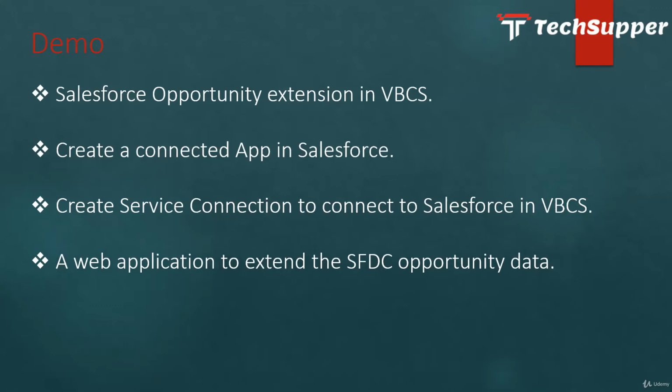SFDC opportunity data means we wanted to create a web page where I will show you all the opportunities in SFDC, and it will be fetched in real time. We will create another page which will show the selected opportunity details, and then you will have the same page to update the opportunity data as well. So here we are going to extend the Salesforce application with the help of VBCS, and everything will happen in real time. The data will come from Salesforce in real time. As soon as the user logs in, it will interact with Salesforce, get the data, and update the data in Salesforce in real time itself.